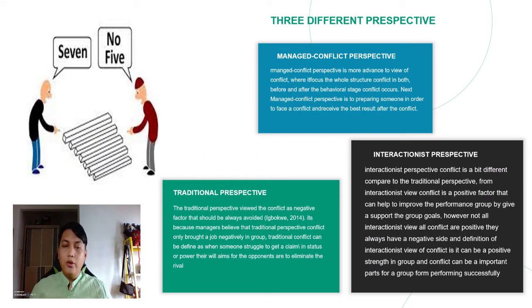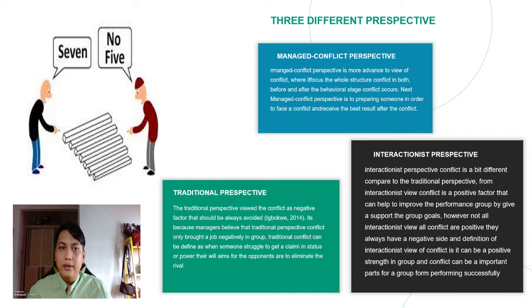So we're going to go to our next slide, the next point, where we have three different perspectives of conflict. The first is the traditional perspective, the second is the interactionist perspective, and the third is the managed conflict perspective. Let me explain the first, the traditional perspective. From the traditional perspective, conflict is viewed as a negative factor that should always be avoided. It's because managers believe that traditional perspective conflict only brings negative effects to a group.